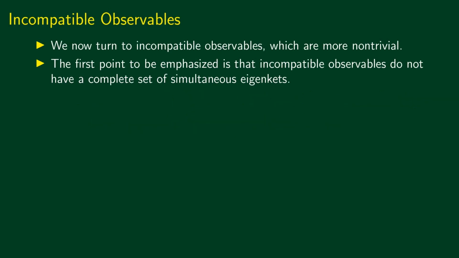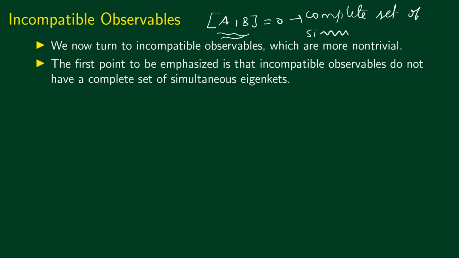We have seen that compatible observables are observables that actually commute. Right? And we have seen that when two observables commute, then they have a common set, or a complete set, of simultaneous eigenkets. All right, they have a complete set of common eigenkets or simultaneous eigenkets.